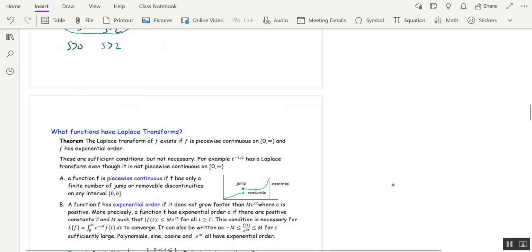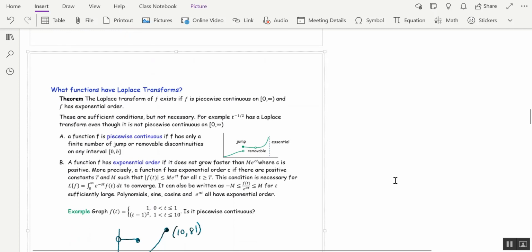Okay, finally, what functions have Laplace transforms? Well, in a nutshell, they can't grow too fast and they have to be piecewise continuous. So can't grow too fast, that means they have exponential order. It means they don't grow faster than m e to the ct, where c is a positive number. That's because in the definition of Laplace transform, you want to get an integral that converges after you've multiplied by e to the negative st.